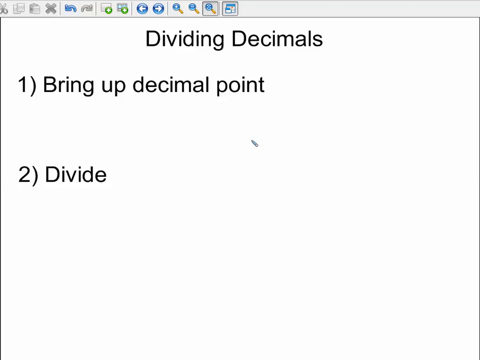So let's go ahead and take our problem that we were just doing, 5 divided by 3. And there's a decimal point here after the 5, even though we don't see it. So we're going to bring up the decimal point straight up, and then we're just going to divide. 3 goes into 5 once. 1 times 3 is 3. Subtract and you get 2. And because I have a remainder here, I can't finish my problem yet. So I have to add a 0 and bring it down.